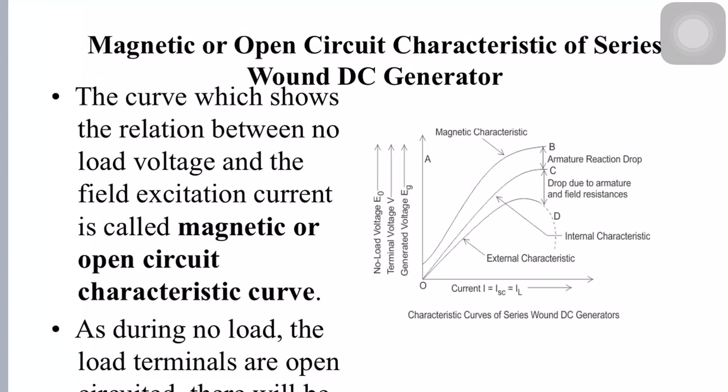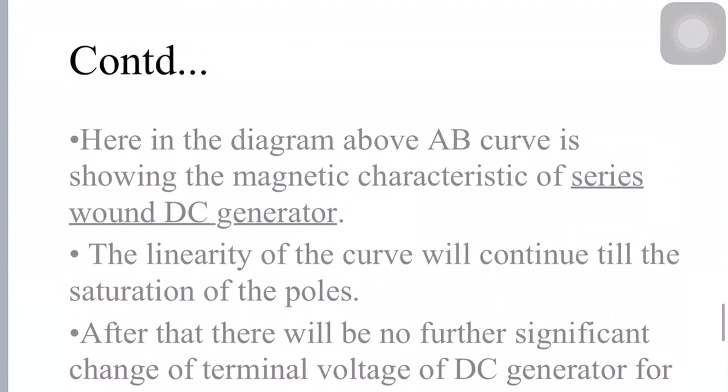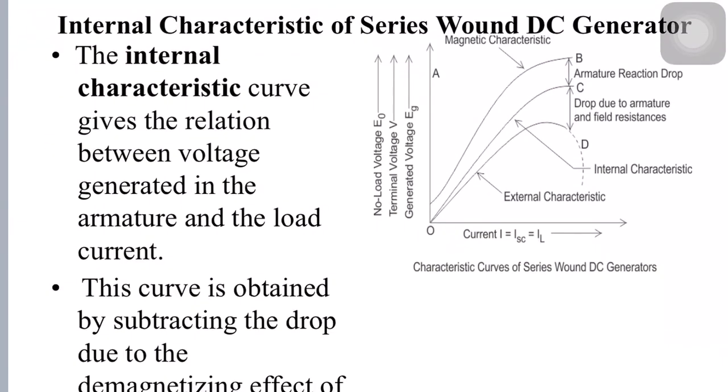The linearity of the curve will continue until saturation of the poles, and after that there will be no further change in the terminal voltage of the DC generator for increasing field current. Due to the residual magnetism, there will be a small initial voltage across the armature, so the curve starts from point A, which is a little way up from the origin O. These are the magnetic or open circuit characteristics of the series wound DC generator. And next, the internal characteristics of the series wound DC generator.